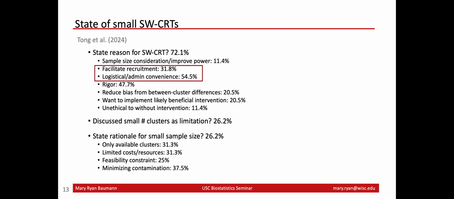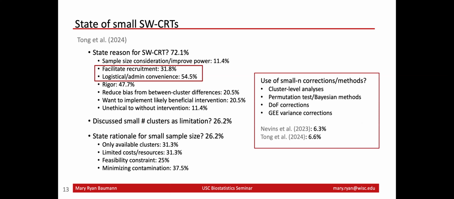In these trials, very few people discuss the small number of clusters they randomized as a limitation, only about a quarter of them. And among that quarter, most of the reasons they stated for having a small number of clusters were basically that they were the only clusters available, they didn't have enough resources, or they had feasibility constraints, which wasn't that surprising to me.